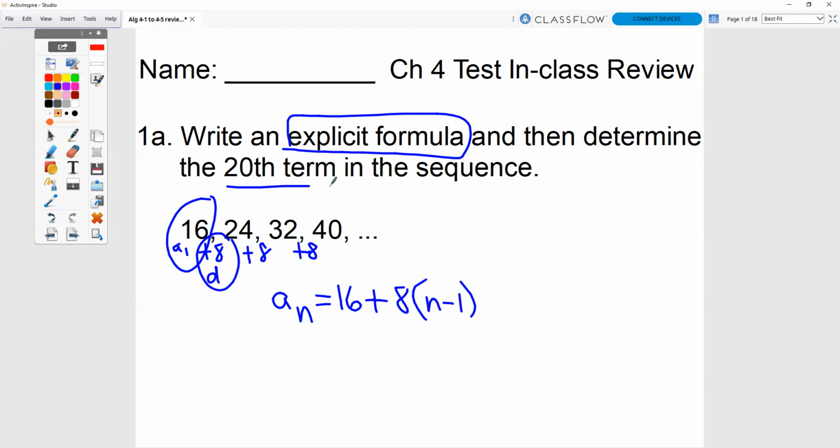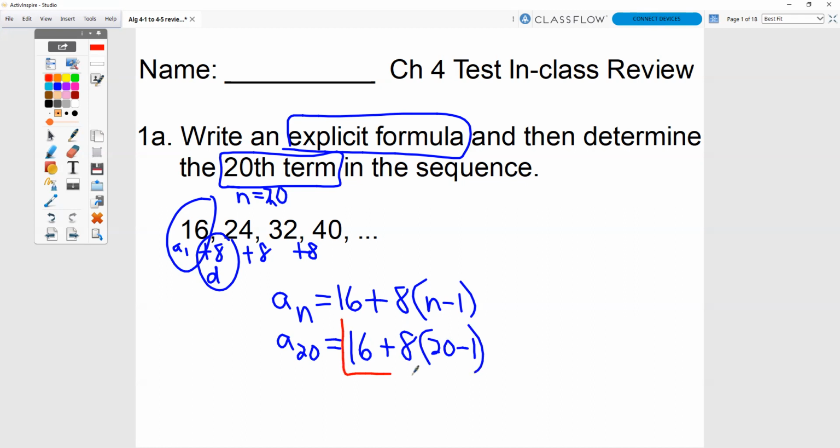Then it also asks you to find the 20th term. So using that formula, we want to find the 20th term in the sequence. That means that n equals 20. So that's your 20th term. So instead of a sub n, I have a sub 20 equals 16 plus 8 times 20 minus 1. You're going to take this part and type it right directly into the calculator, exactly how it looks with the parentheses. And you get that the 20th term in the sequence is 168.